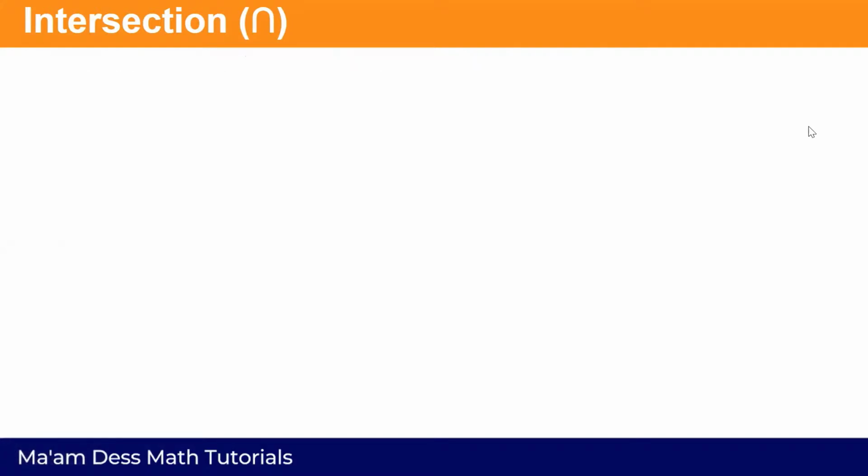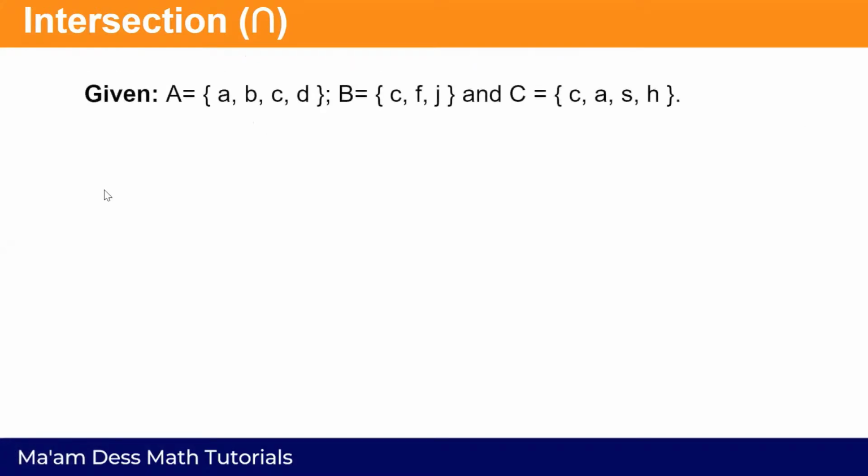Okay. Given set A contains A, B, C, D. Set B, C, F, J. Set C contains C, A, S, H. Check natin. A intersection B intersection C, meaning the intersection of the three sets. So, ano po yung magkaparehong elements sa tatlong set and then yun ang intersection nila. So, tingnan natin sa mga letters na nandito. So, kitang-kita po natin ano kaya yun.